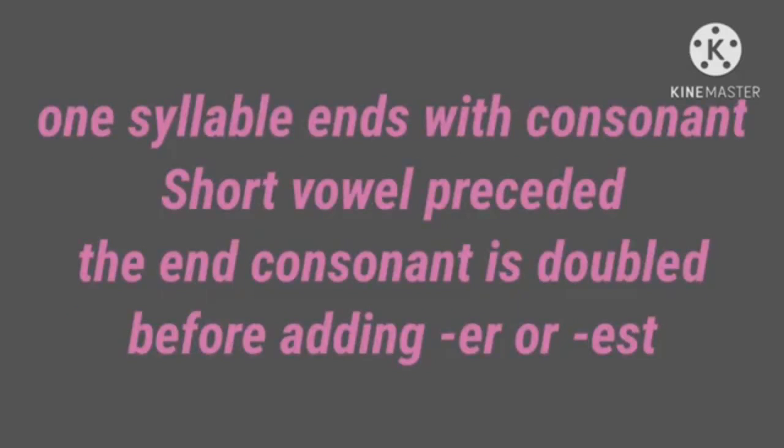When an adjective of one syllable ends with a consonant preceded by a short vowel, the end consonant is doubled before adding er or est. That means when the one syllable adjective ends in a consonant, and before that we have a short vowel, we double the last consonant and add er for comparative and est for superlative.